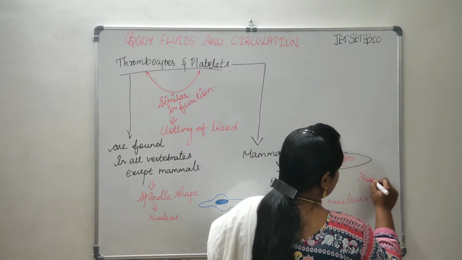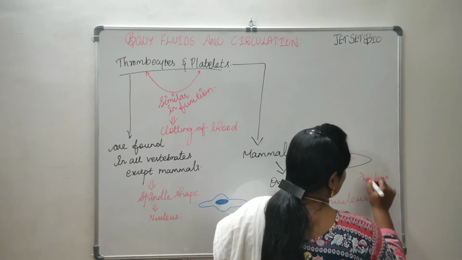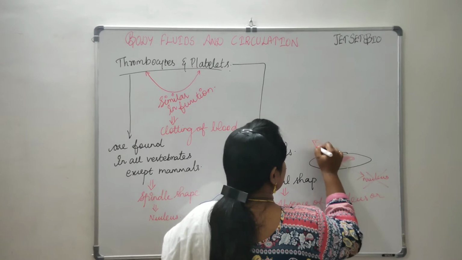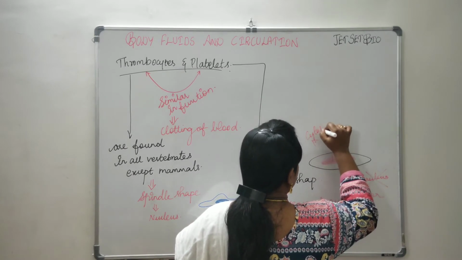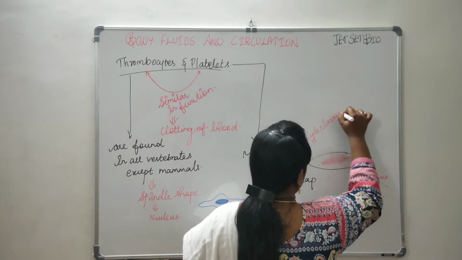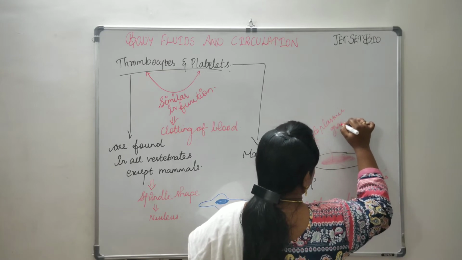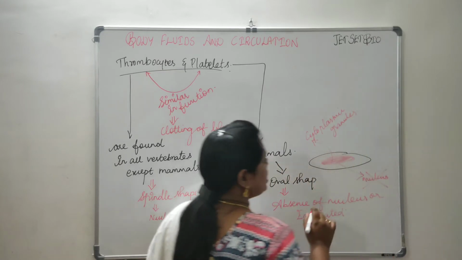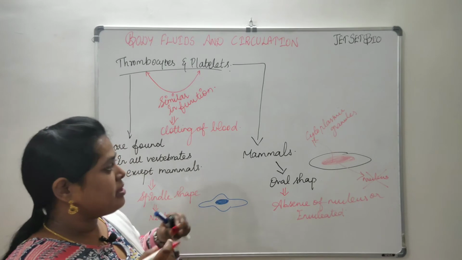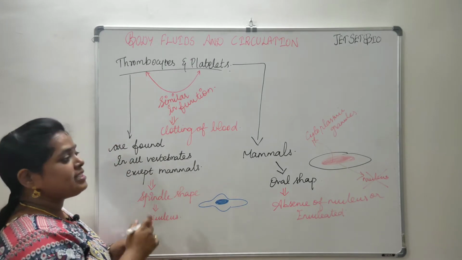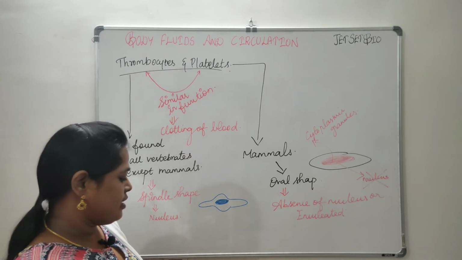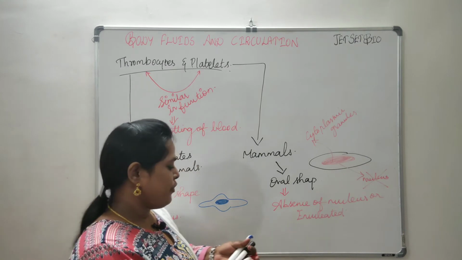Many have mistaken that it is a nucleus. It is not a nucleus. It is the accumulation of cytoplasmic granules. The cell contents accumulate and form a dense structure at the center of the oval shaped platelet cells, which gives the appearance of a nucleus. So these cells are devoid of nucleus.